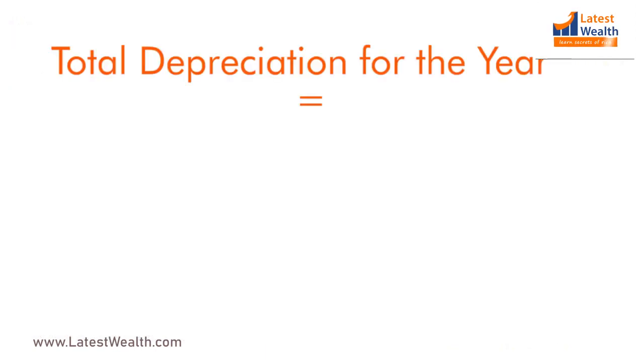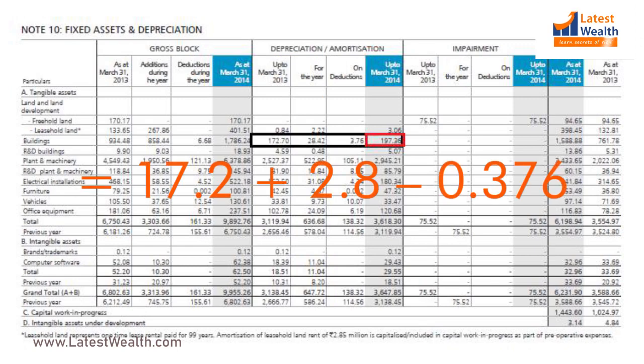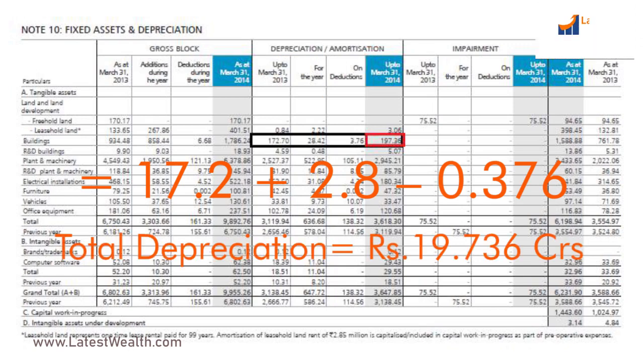Thus, the total depreciation is, see the equation, previous year's depreciation value plus current year depreciation minus deduction of the year. Here, the previous year depreciation value is 17.2 crores, current year's depreciation is 2.8 crores, and deduction for the year is 0.376 crores. Total depreciation is 19.736 crores. This is highlighted in red on the screen, just see here.